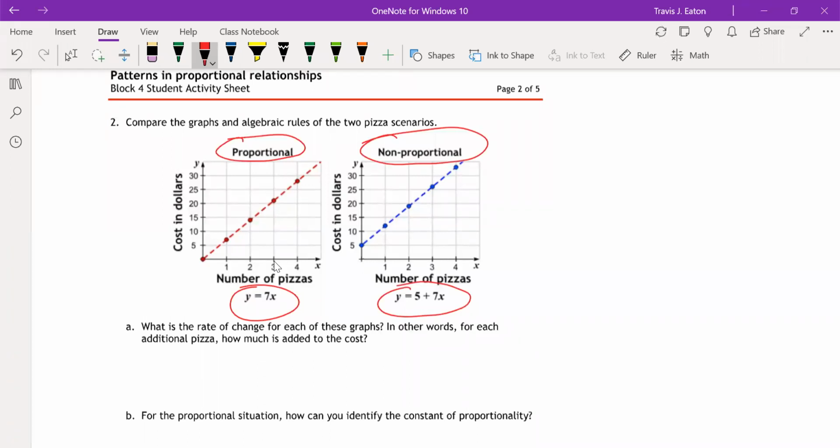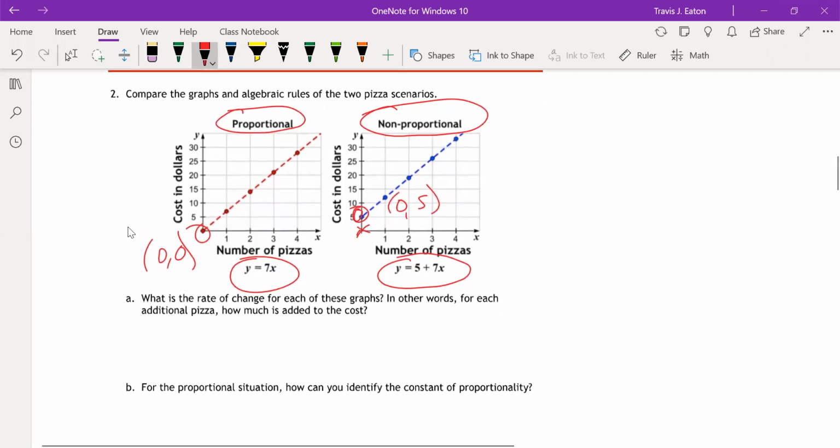Now, I want you to also notice that in the first graph that is proportional, that line crosses the y-axis right through the origin at 0, 0. That's how you know that one's proportional for sure. But you'll notice that this one does not cross the y-axis at the origin. It crosses the y-axis at 0, 5. And that is definitely not proportional. It has to cross through the origin in order for it to be proportional.